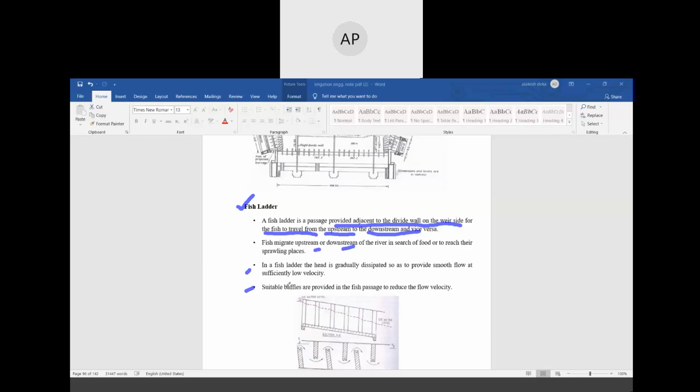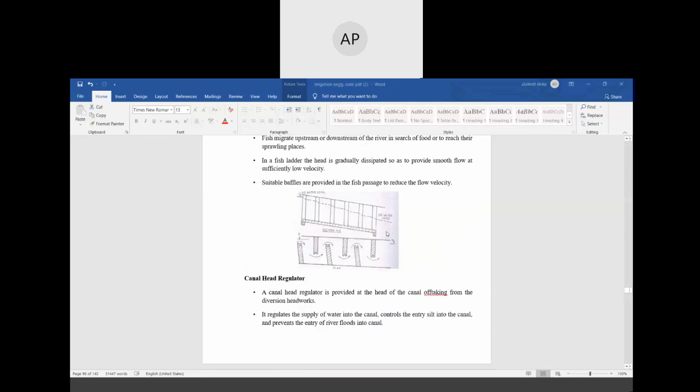So inside the fish ladder, baffle walls are provided, so that the fish can reduce its speed. In the figure, you can see these are the fish ladders.